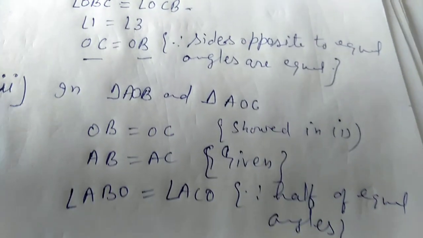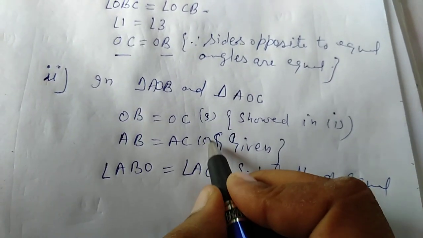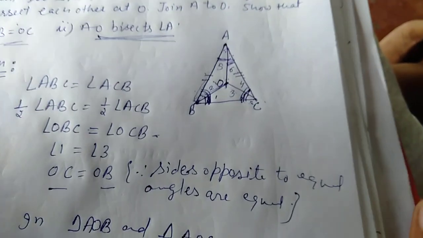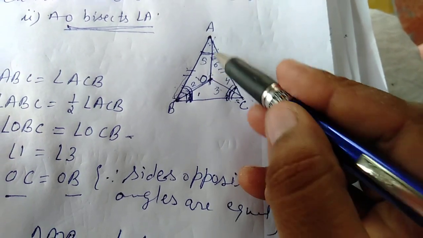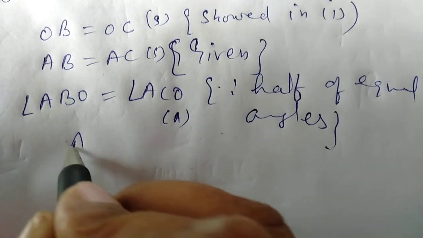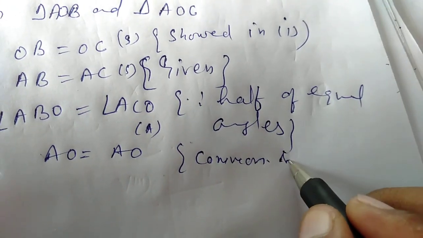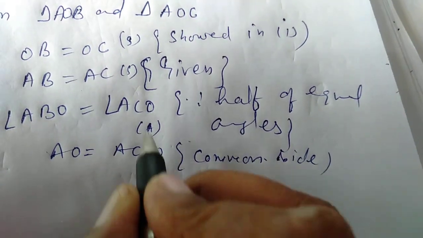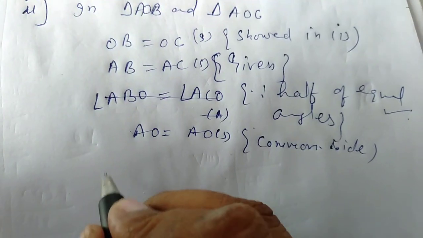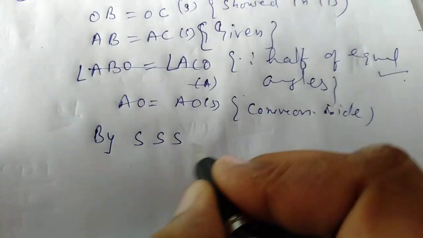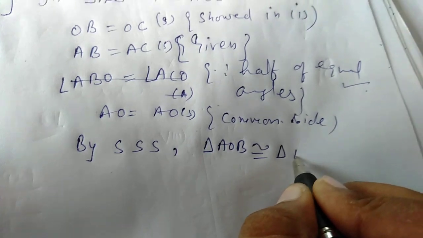So if you take half of equal angles, then they will also be equal. So what you have here, this is a side, this is also a side, and this is an angle. So you can use the criteria side, angle, side. Also you can use this AO, this is common, right? I am writing here AO equal to AO, this is a common side. This is also S. So you can remove this part, or if you want, you can take this also. So I'm taking here SSS. By SSS we have triangle AOB is congruent to triangle AOC.